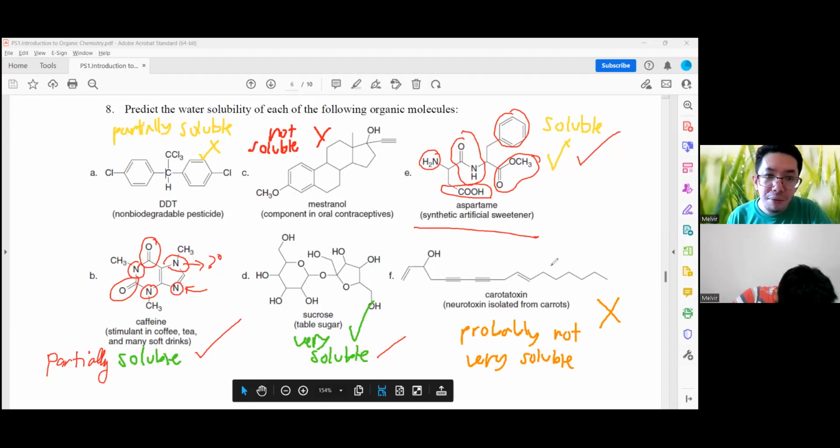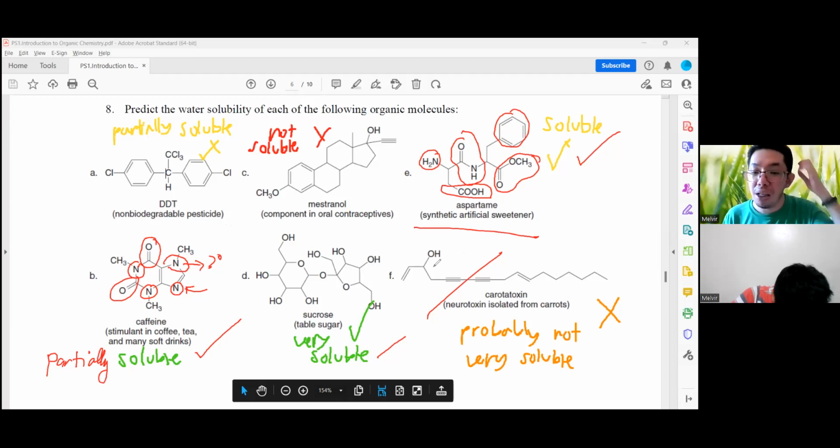Then punta tayo sa mga partially soluble or very insoluble. Okay, probably not very soluble. Okay, good. So, insoluble tong carototoxin. Imaginein mo ha, you have a neurotoxin isolated from carrots. So, carototoxin, insoluble yan, good.